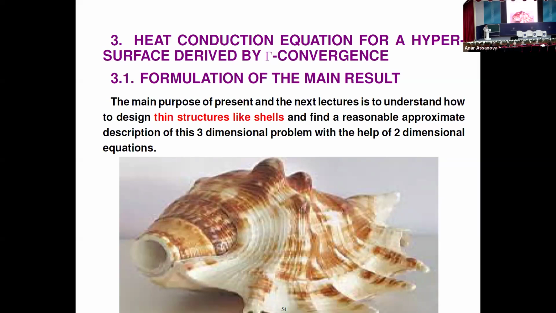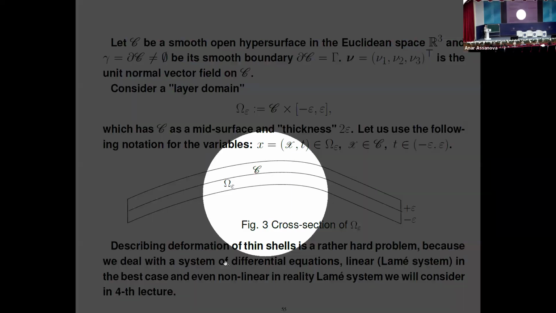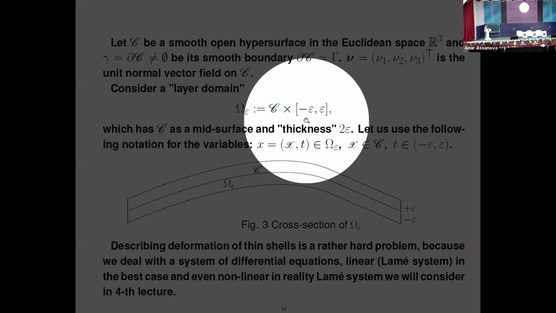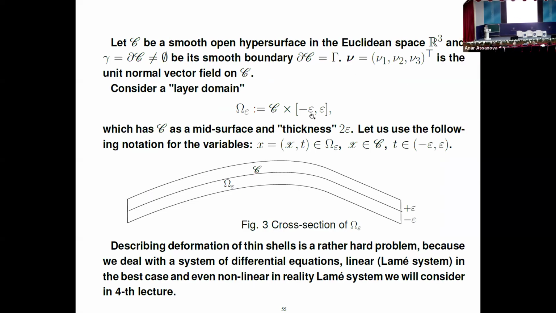So after such introduction, let me show you more concrete things. What is this thin structure mathematically? How to pose the problem? We take a mid-surface, you see it here, mid-surface. Yes, we take a mid-surface. You see here mid-surface and some layer around it. It's represented here mathematically as a direct product of surface with minus epsilon, epsilon. We consider equation in this domain and then try to send epsilon to 0 and try to derive the corresponding equation with the help of gamma convergence.